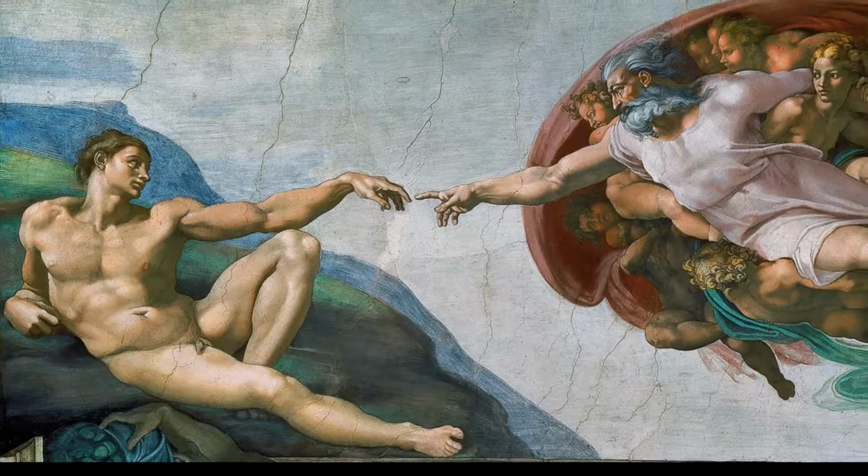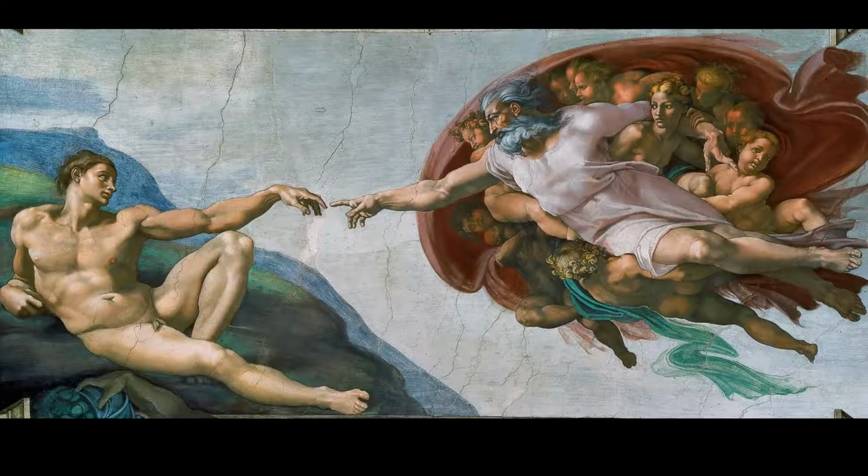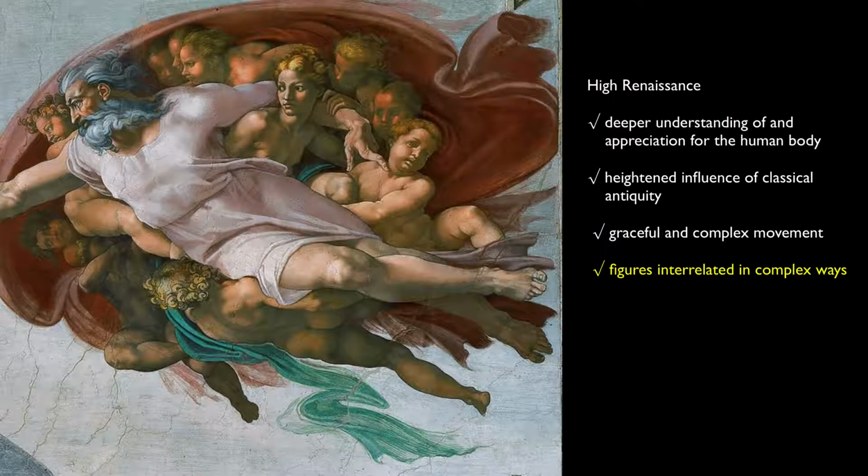We've been talking about the elegance and the complexity of God and of Adam, but we could also say that that complexity extends to groupings of figures. So we see those angels who surround God. They twist, they turn, they lean forward to see what God has created. We have this complex interaction between the figures and layering of the figures that is also very High Renaissance.